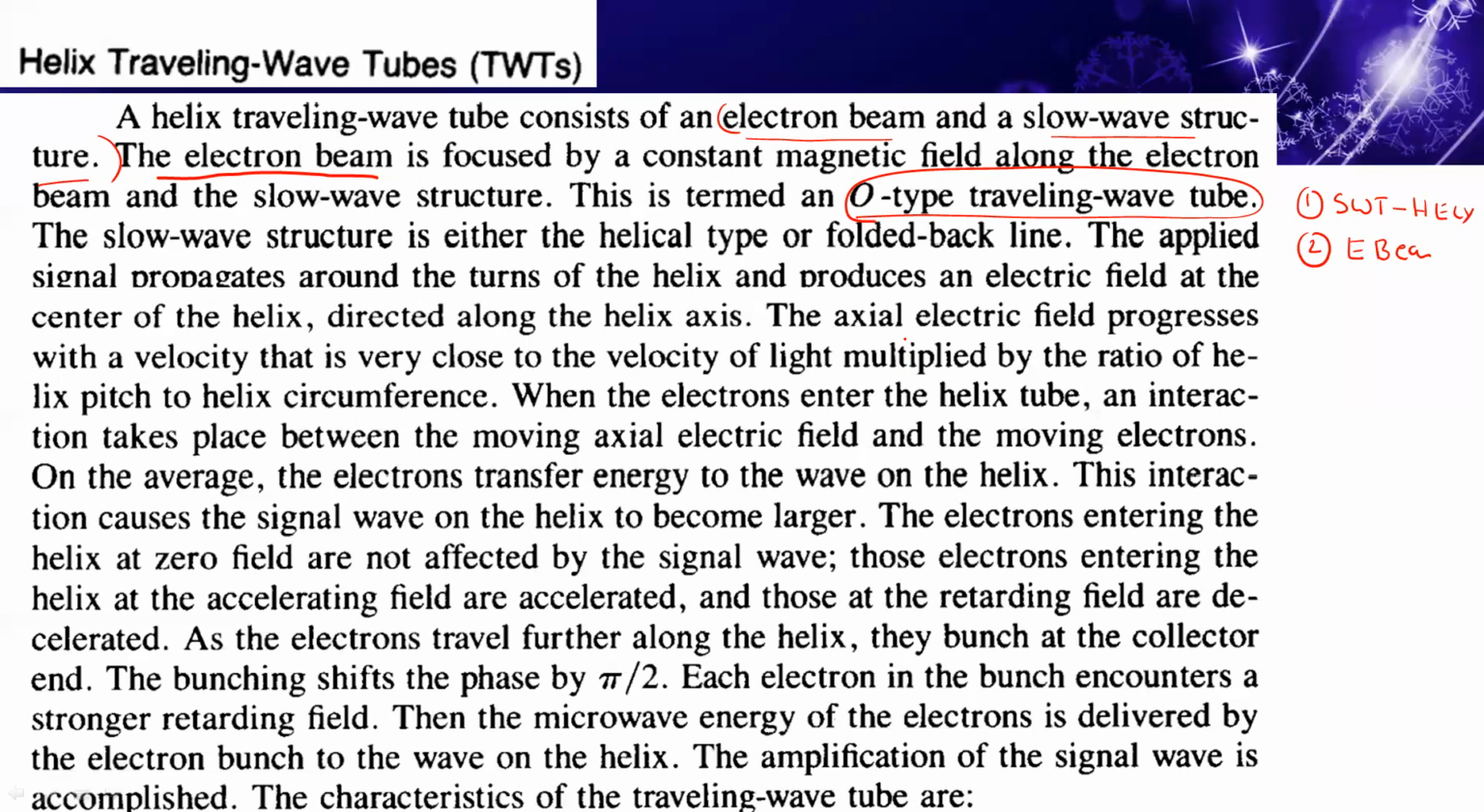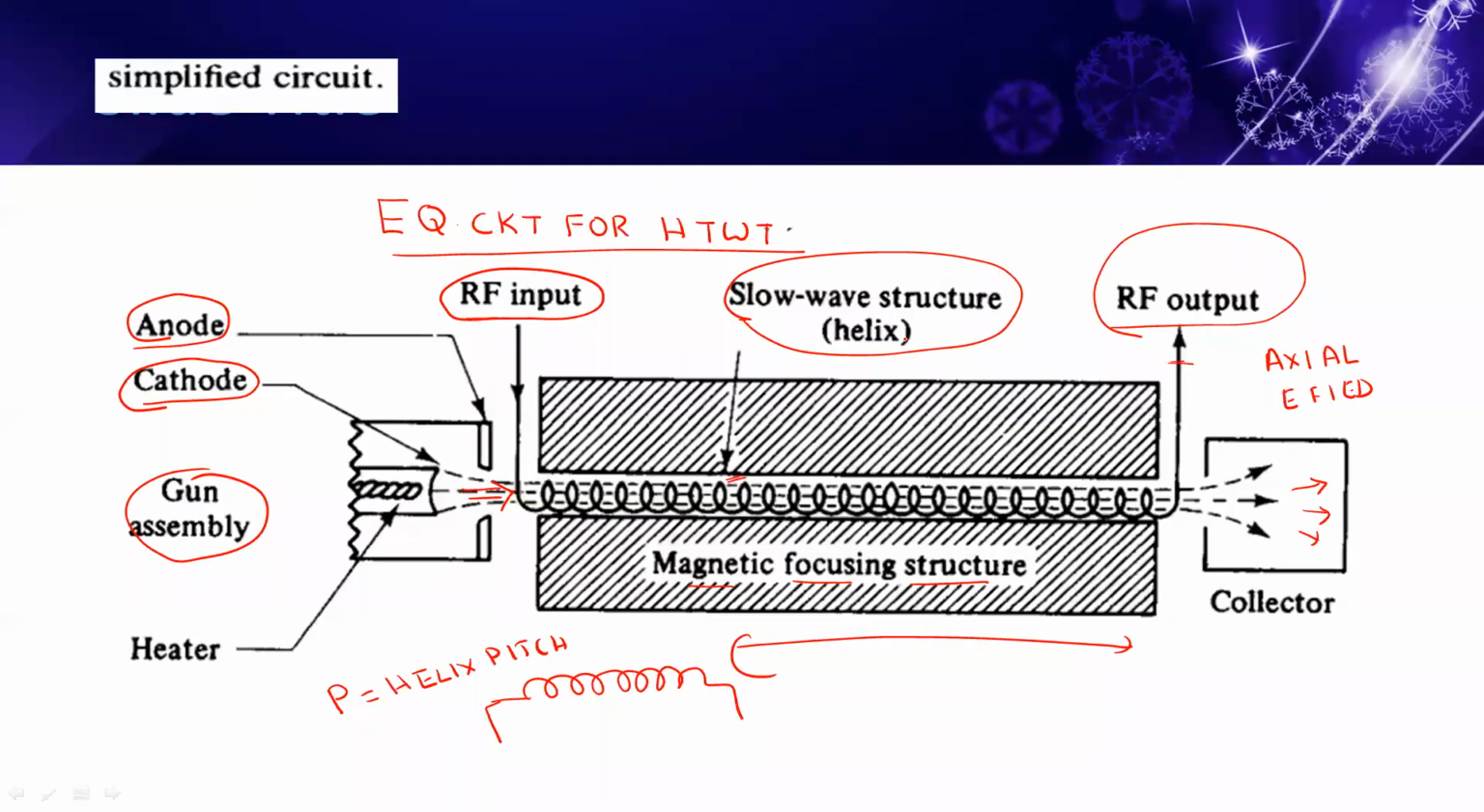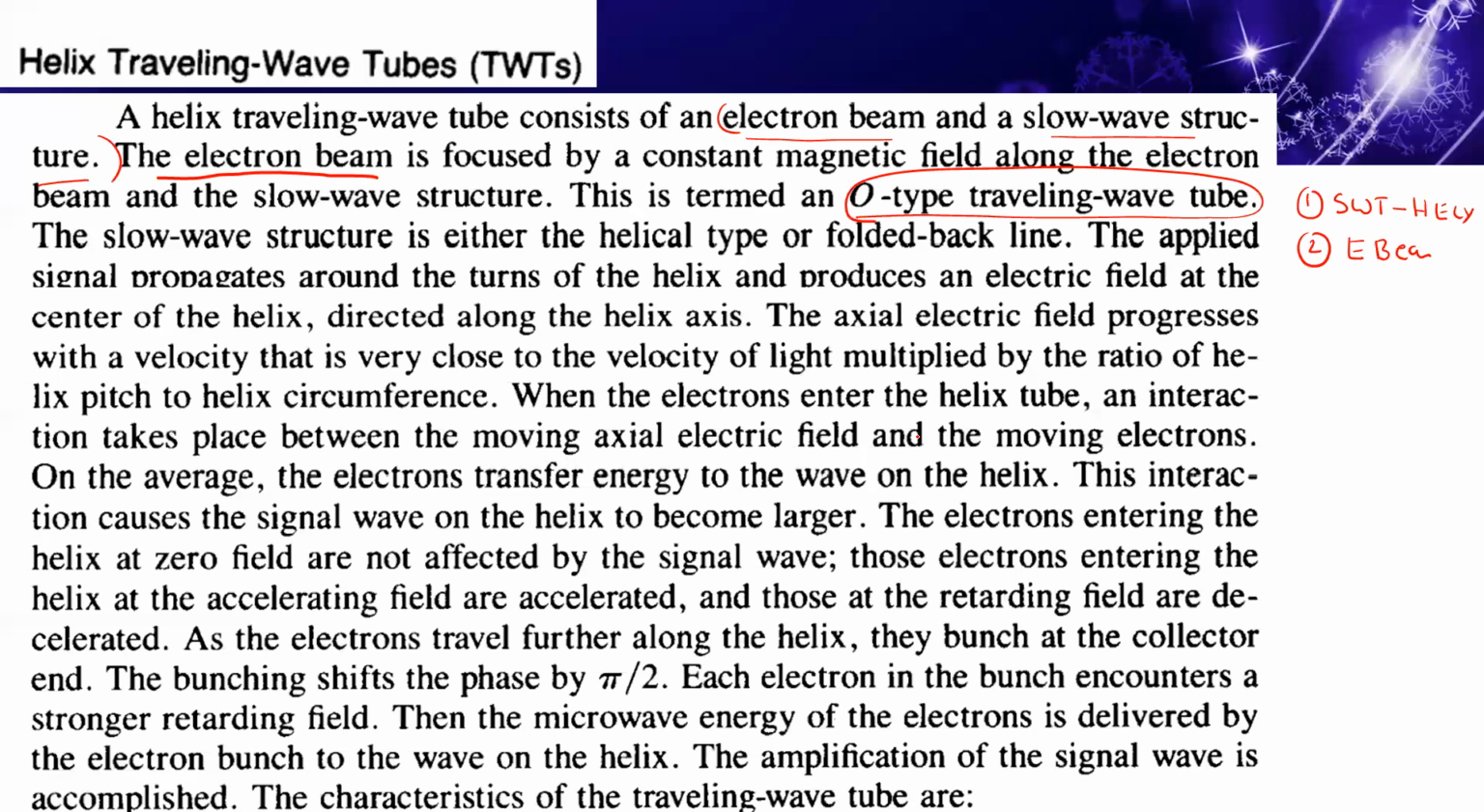Why? Because in our previous slide, here the electron beam is guided by focusing magnetic coils. One coil is placed at the top and one coil is placed at the bottom. These two coils are used to guide the electron beam. This type of phenomenon is simply called a linear type traveling wave tube. This type of structure.